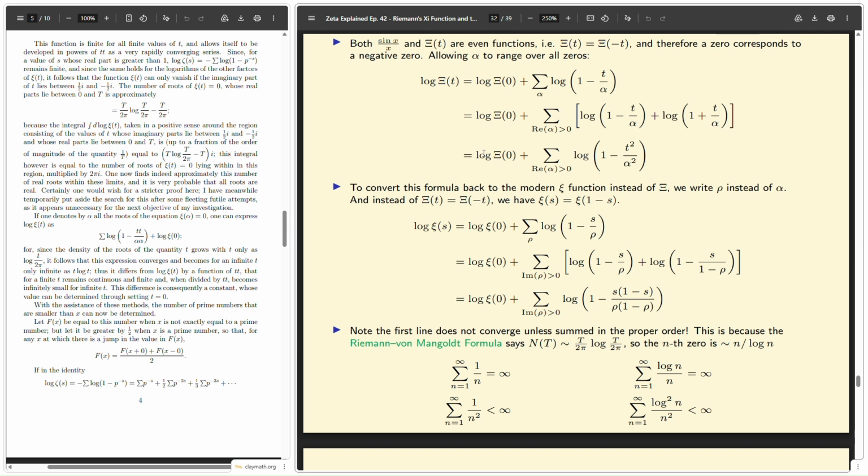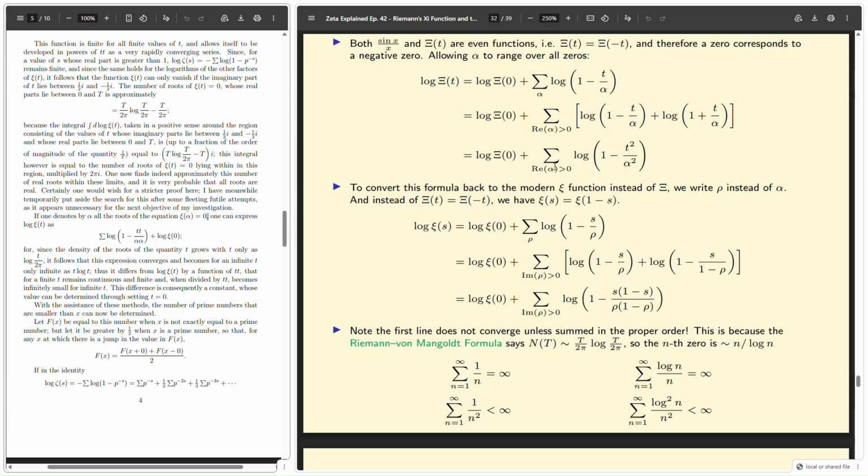And then, therefore, by the definition of logs, log of something plus log of something else is the log of the product of those two things. So if you multiply these together, you get log of 1 minus t squared over alpha squared. So that's how you get this equation here. You start with the single roots by themselves, but because you have this even function symmetry, you can group them with a square like this.